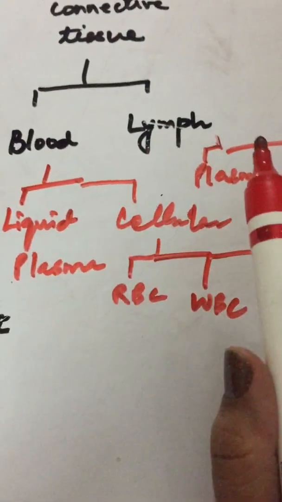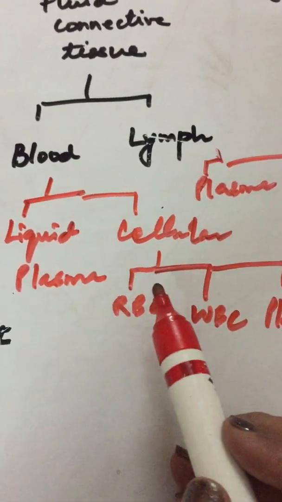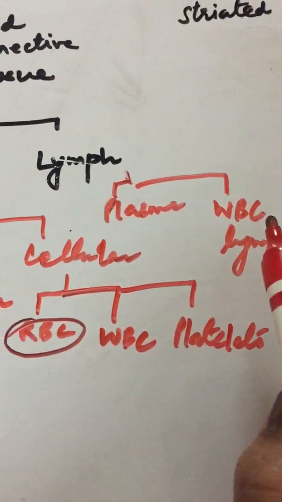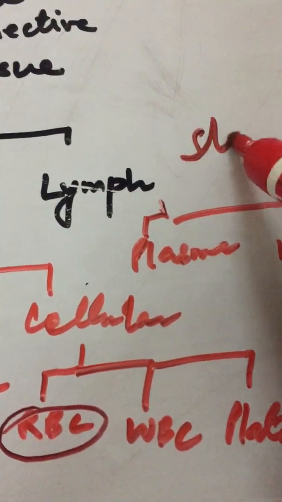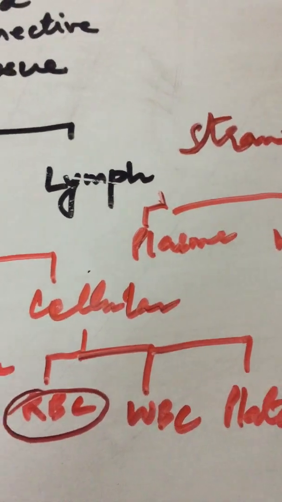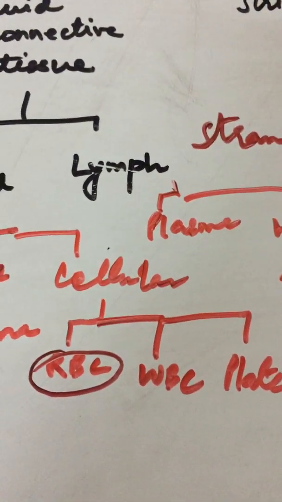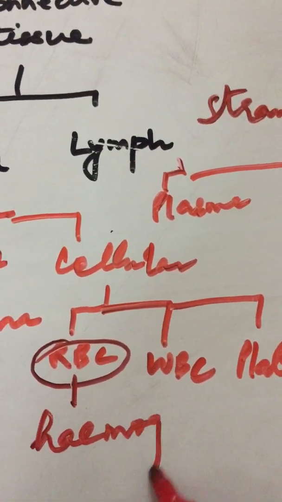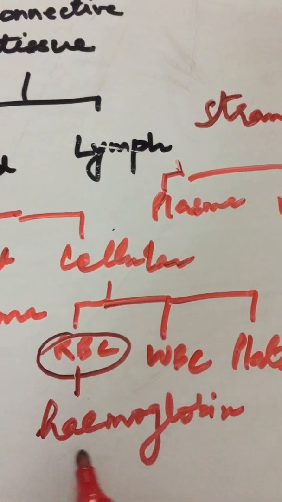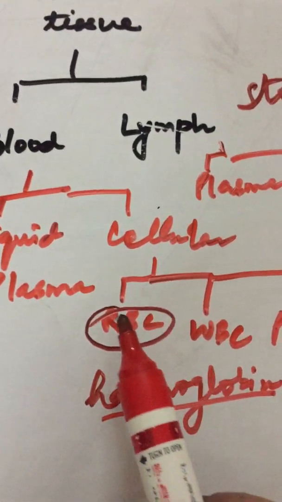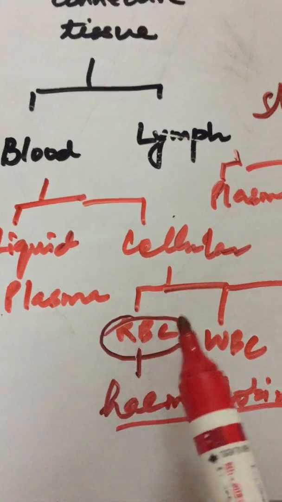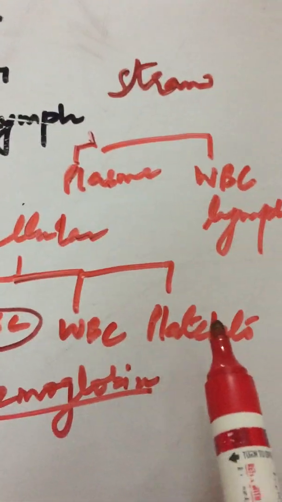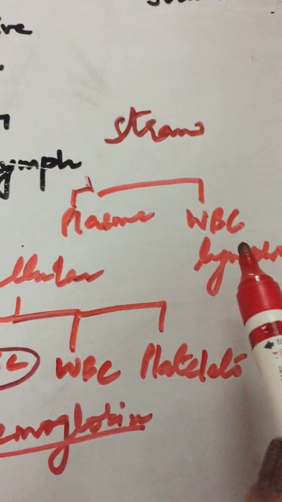So if I compare blood with lymph, blood is red in color because it has red blood cells, but lymph doesn't have RBCs. That is why it is straw colored, like hay or straw, or we can say pale yellow in color, because RBCs contain a pigment called hemoglobin. You all know hemoglobin is the red colored pigment which gives the color to RBC, which in turn gives color to blood. Again, if you notice, no platelets are present in lymph.